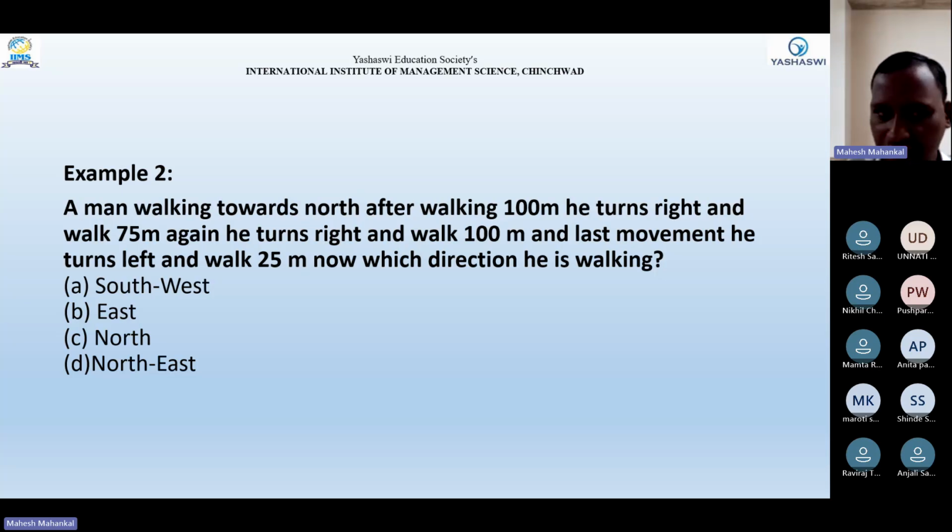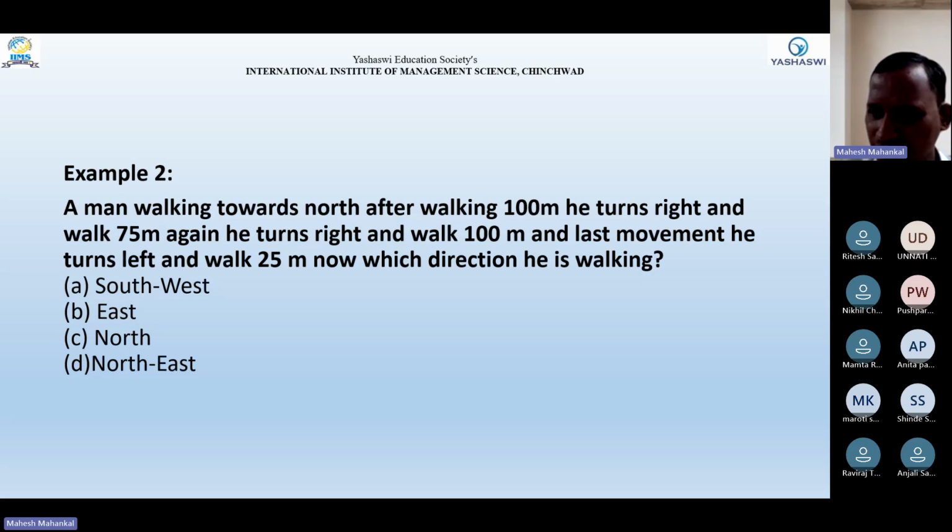What exactly is this? Write on a plain paper. Write the directions, cardinal directions: east, west, north, south. From a particular point a man is walking north 100 meters, and again he has taken a right turn and walked 75 meters. Again he turns right and walks 100 meters. Last, he turns left and walks 25 meters. Now which direction is he walking? You got an idea about this?